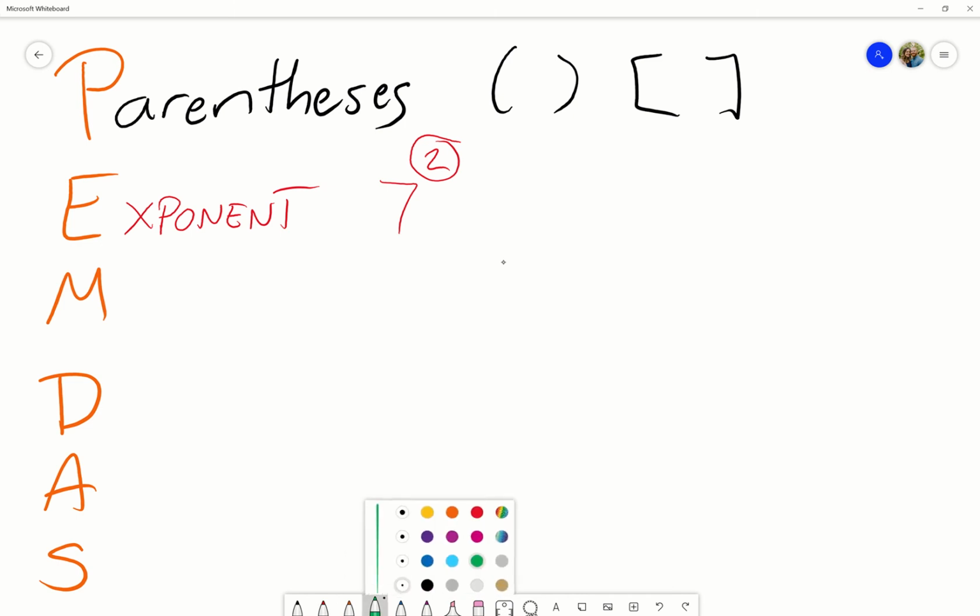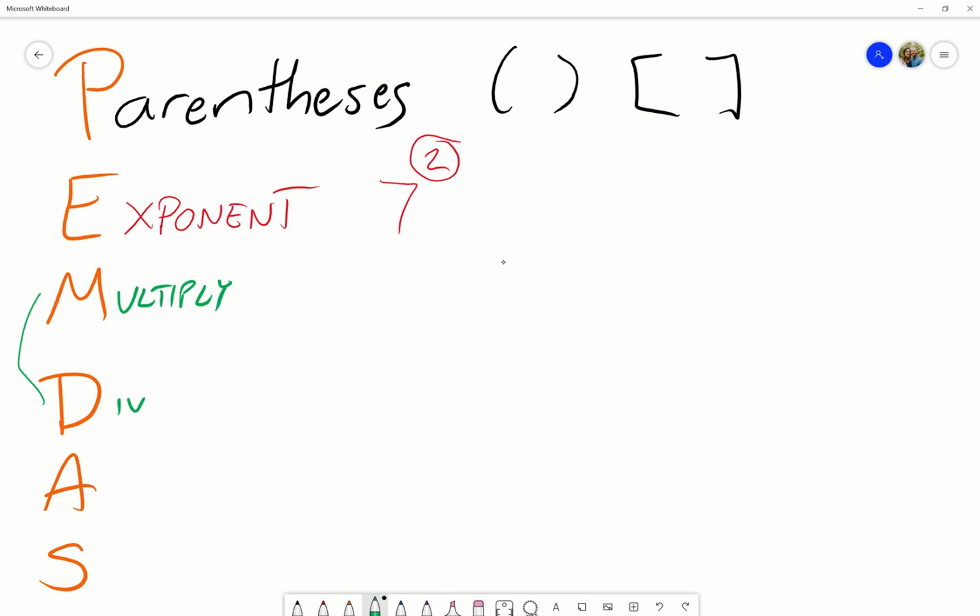All right, next we have M, but it's also M and D together. These two are together, so we want to solve them together. So I'm going to write them in the same color so we can remember that. So this is multiply and divide, right? So we want to multiply and divide together next. So if our math problem was 7 times 3 divided by 2, we would do 7 times 3 first because it comes first, and then we would do all of that divided by 2.